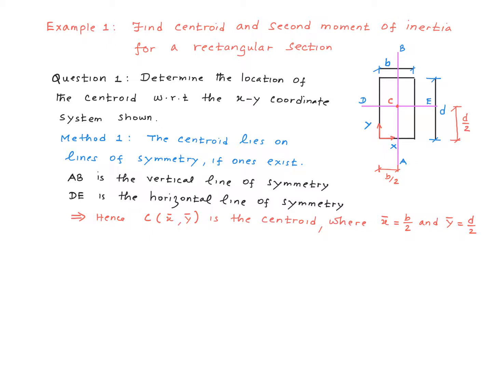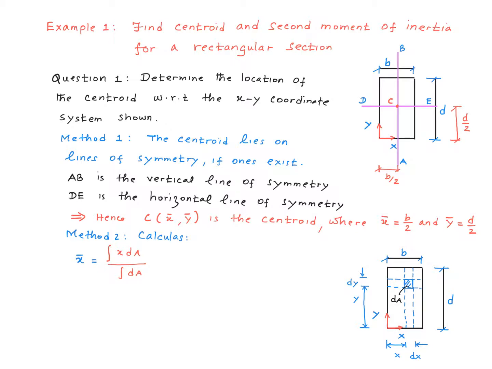Recall that in the theory videos we also proved that the centroid must lie on lines of symmetry, if ones exist. For this simple shape, it's clear that this line is a line of symmetry and this line is a line of symmetry, and therefore C here, which is the intersection of these two lines, must be the centroid of this section. And therefore the coordinates of the centroid with respect to this xy coordinate system are these. x bar is b over 2 and y bar is d over 2.